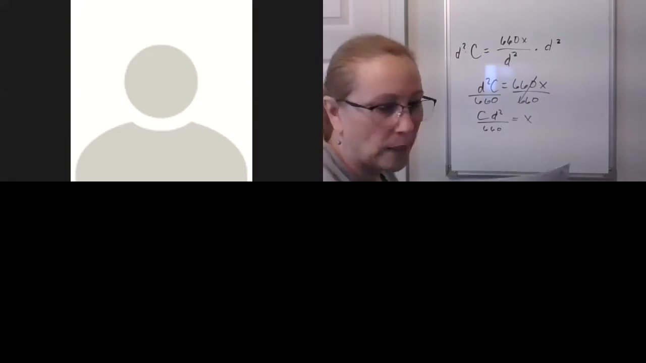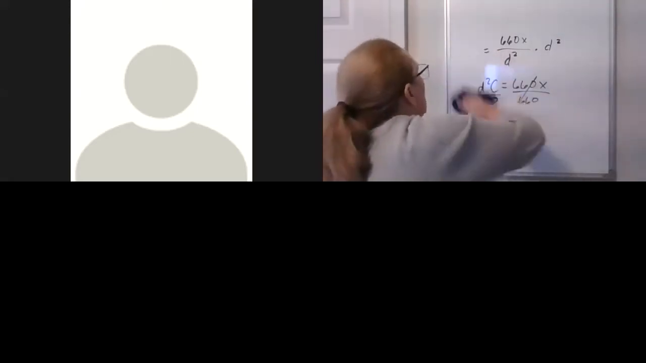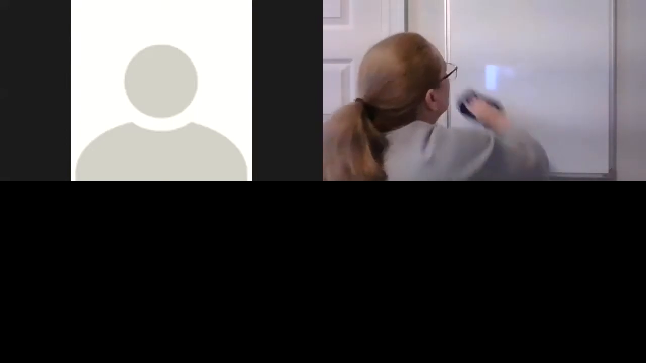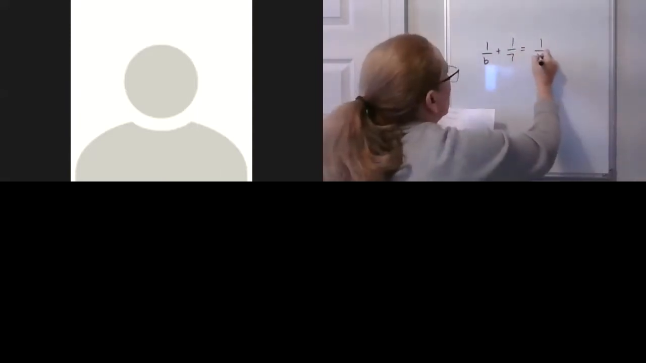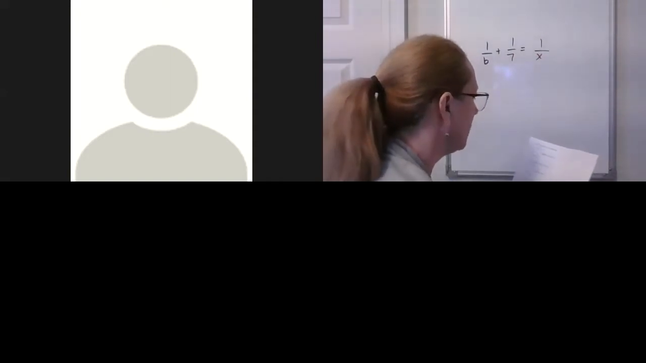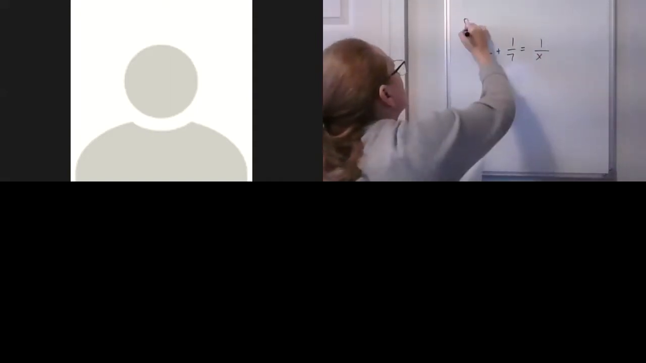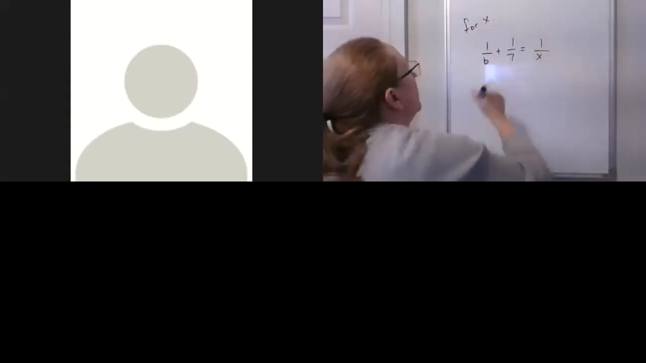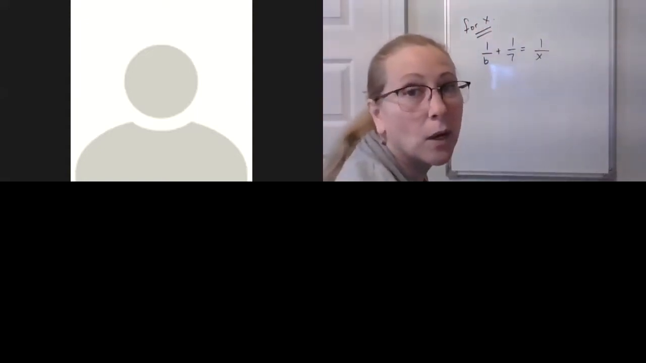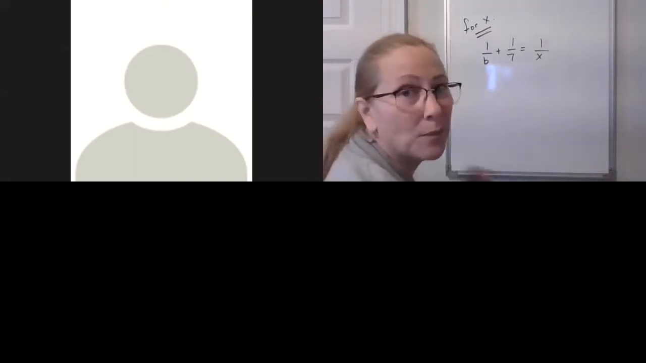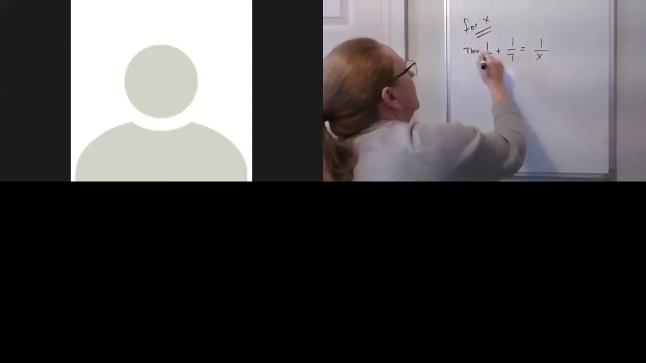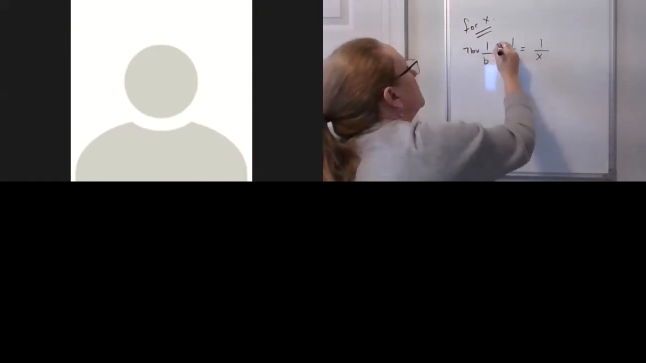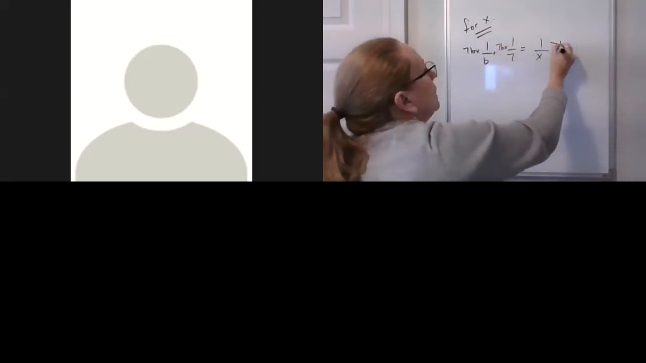All right, one final one, and this one could be a little tricky sometimes. We've got 1 over b plus 1 over 7 equals 1 over x. We have a different denominator for each, and we are looking for x. What is x? Solving for x. So our denominator is 7 times b times x. So 7bx here, 7bx here, 7bx here.